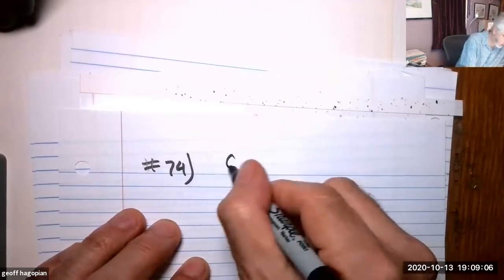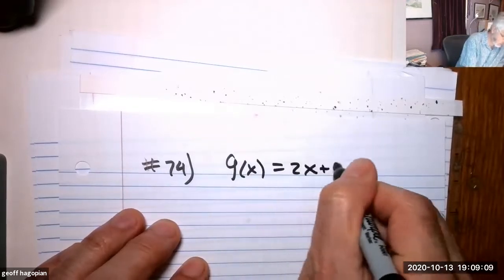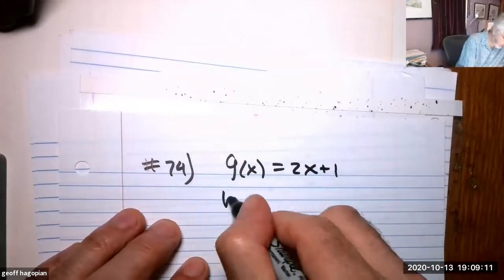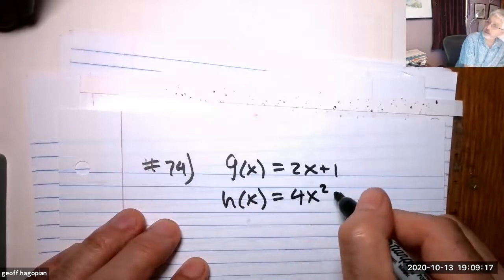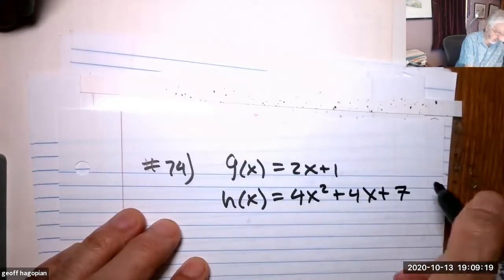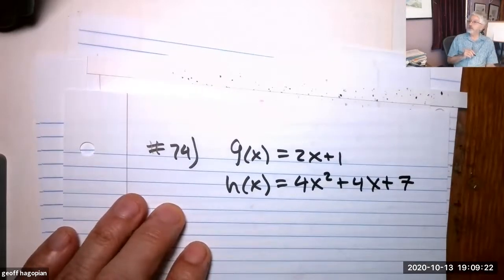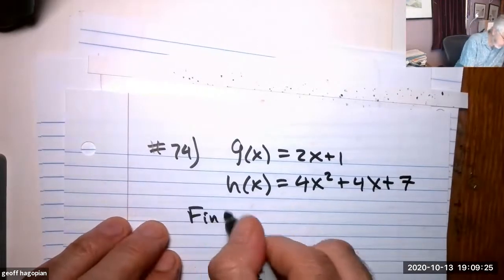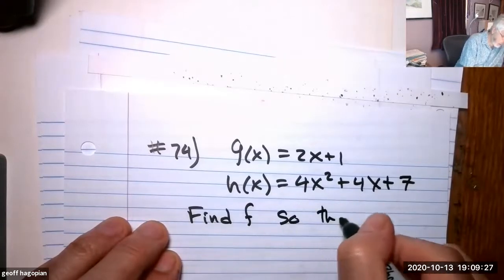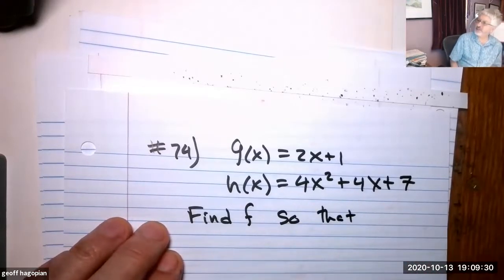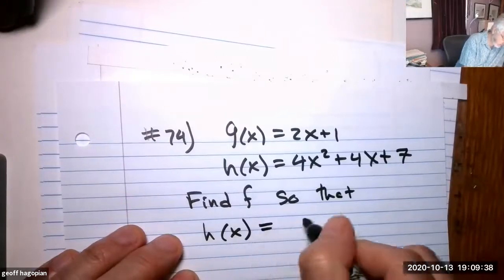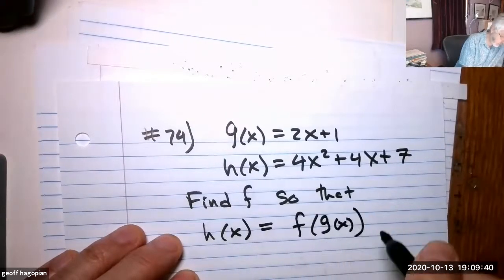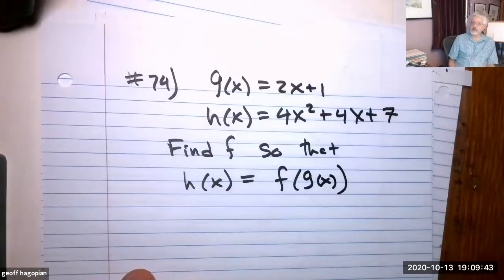74. g of x is a linear function again. Oh, there's a lot of these, huh? And h of x is a quadratic, sort of the same kind of setup: 4x squared plus 4x plus 7, a little more complicated looking. Find a function f so that h of x is f of g of x. That looks like a challenge, huh?